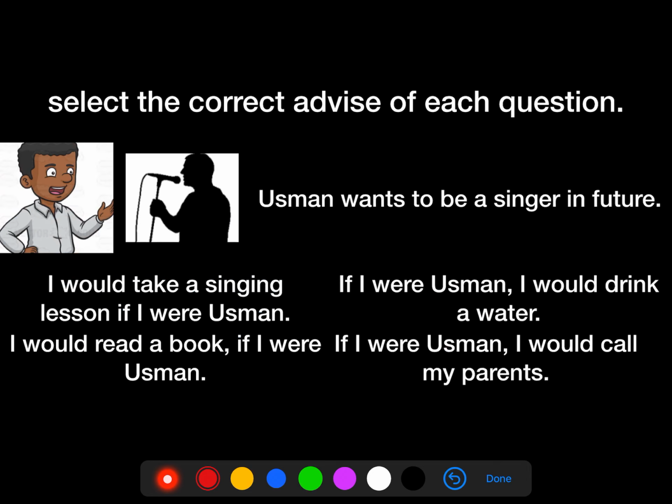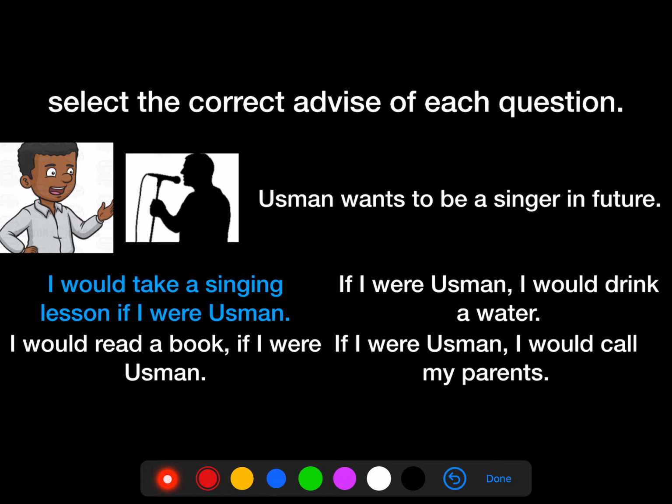Usman wants to be a singer in future. We have 4 pieces of advice here, and let's see. I would take a singing lesson if I were Usman. I would read a book if I were Usman. If I were Usman, I would drink water. If I were Usman, I would call my parents. Which would be the correct advice for Usman right now? Singing lesson, read a book, drink water, call my parents.